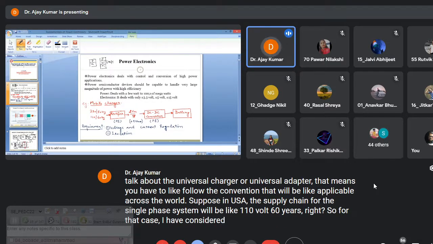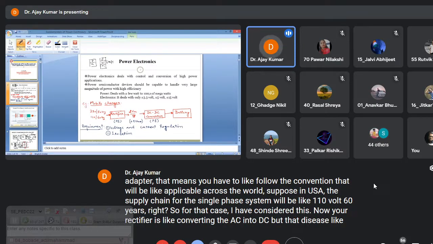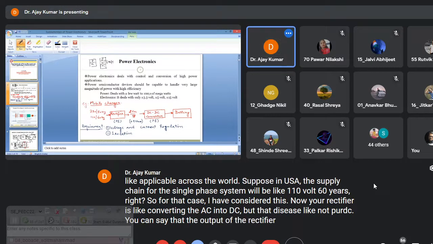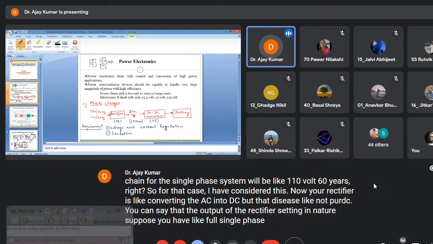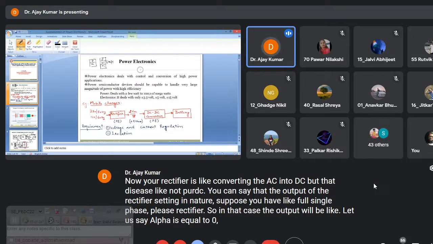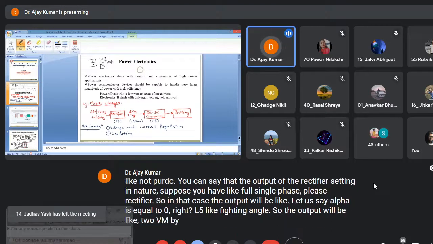Now your rectifier is converting the AC into DC, but that DC is not pure DC. You can say that the output of the rectifier is pulsating in nature. Suppose you have a full single phase bridge rectifier. In that case, the output will be, let us say alpha is equal to 0, right? Alpha is the firing angle. So the output will be 2 Vm by pi. Roughly you can say it is around 0.9 of this VRMS.